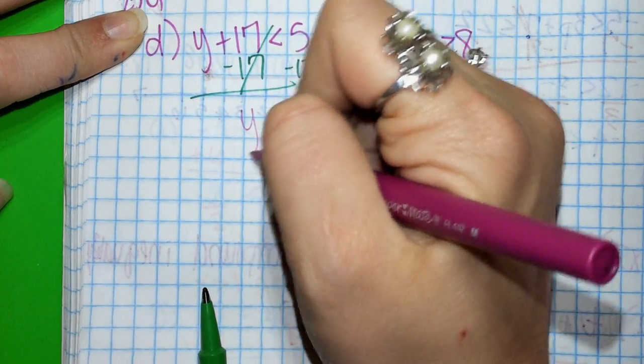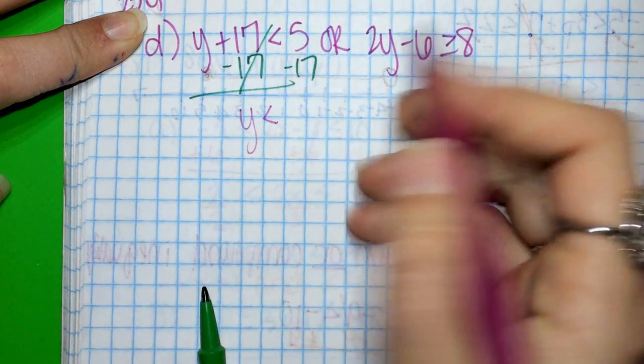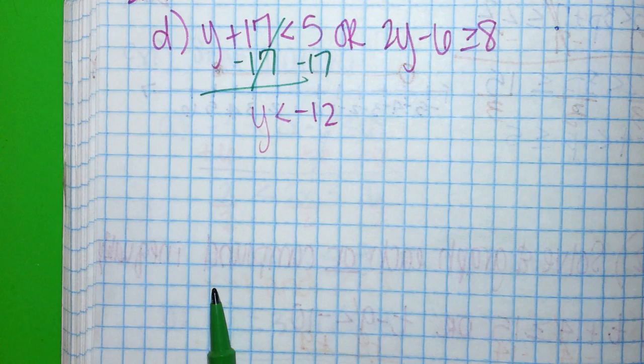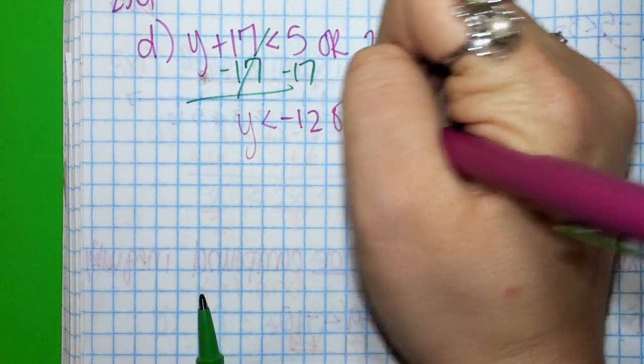Look at this. Alright, so I subtracted 17. And I got y is less than negative 12. Agree or disagree?